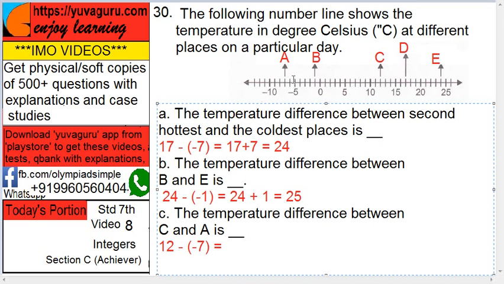What is A? Minus 7. 12 minus minus 7. So it becomes 19.